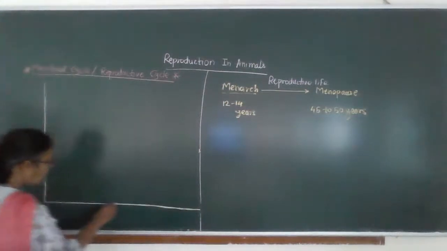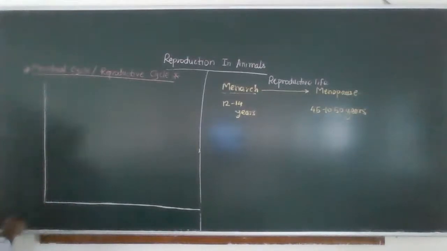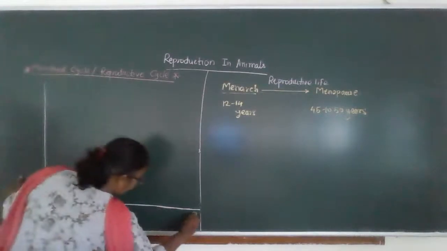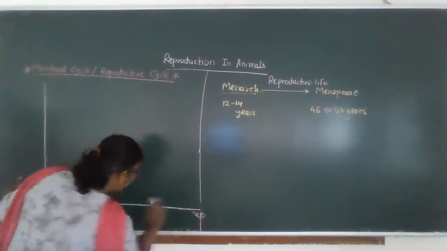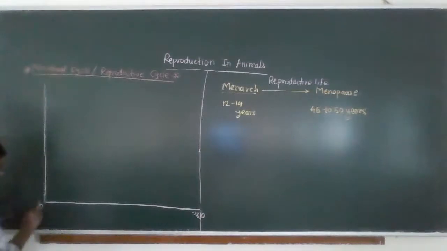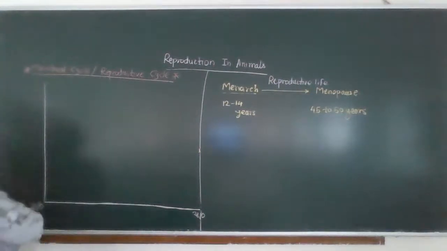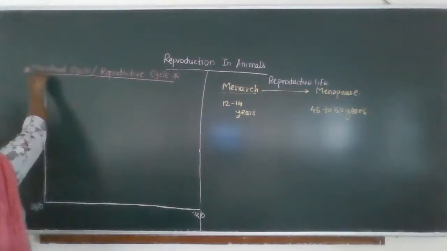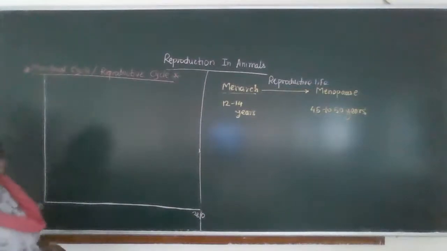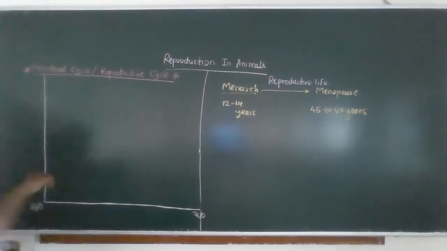Yes, the diagram is visible to all now. On the X axis, we are mentioning the days, from 0 to 28 days, from the beginning. First of all, we are mentioning the pituitary hormones, the gonadal hormones.